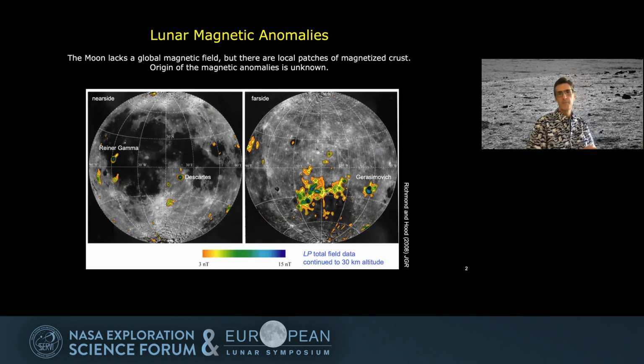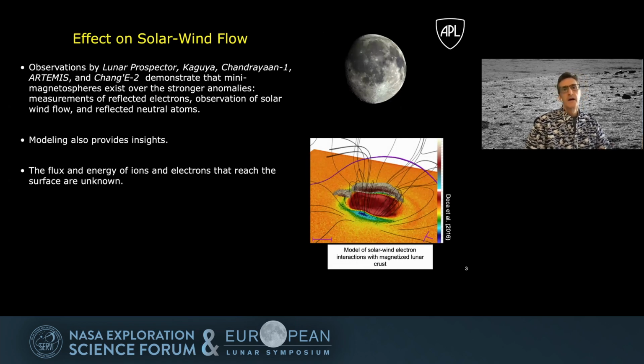So, lunar magnetic anomalies are really interesting from a number of perspectives. The moon lacks a global magnetic field, but there are local patches of magnetized crust. The origin of these magnetic anomalies is unknown, and there are several hypotheses for their formation. These fields modify the moon's interaction with the solar wind from what it would be if the moon was just a dielectric sphere.